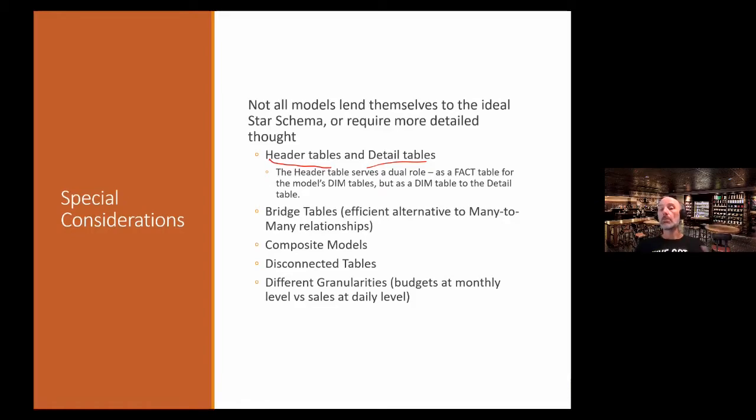For example, your budgets are often at the monthly level, but your sales details at the daily level. So you might have a little bit more complex DAX, a disconnected budget table because of a different granularity. You can get there. It just makes your work a little bit more difficult to do. But again, that all fits within the broad star schema. It's just not ideal. I call it a modified star schema.